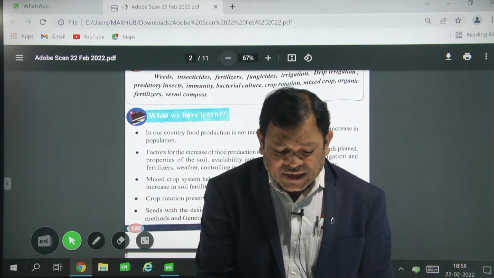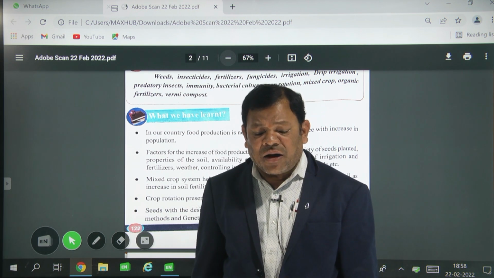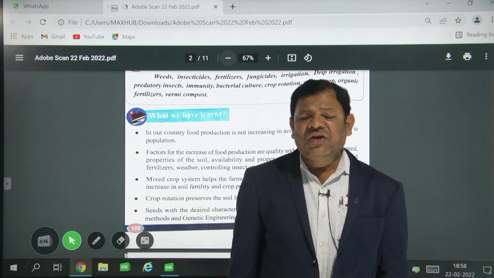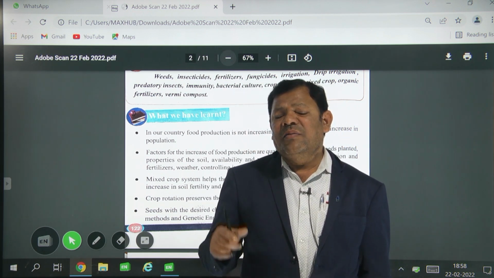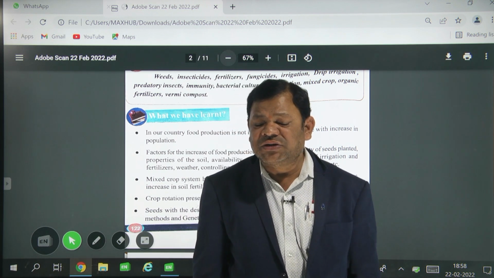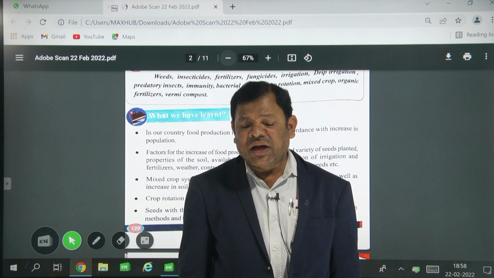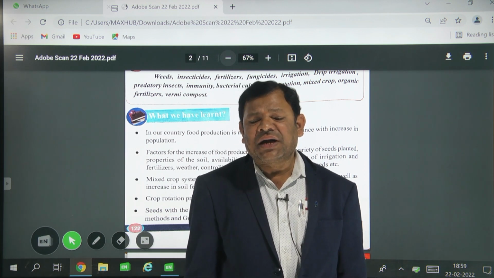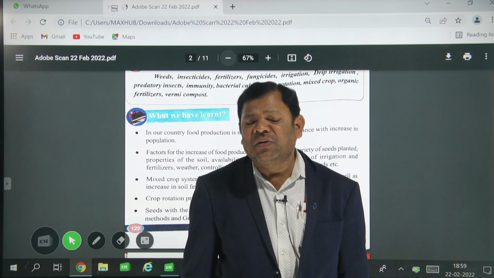Next point here, what does the plant do with the water? With the help of water, plants absorb the nutrients. If there is no water, there is no absorption of the nutrients.